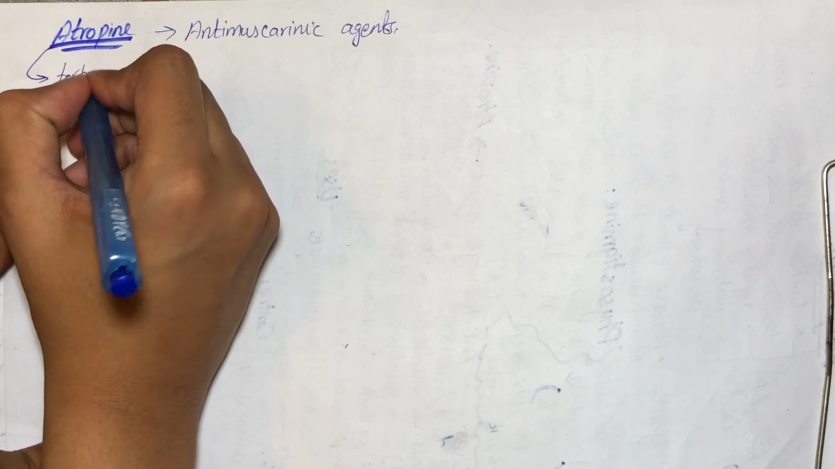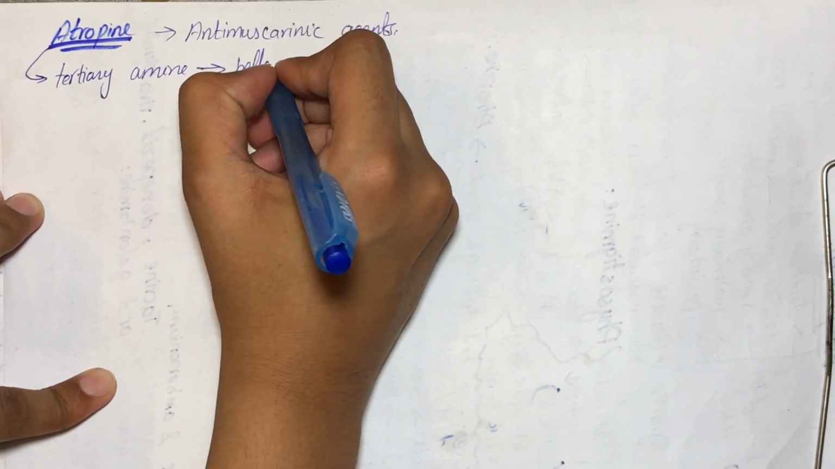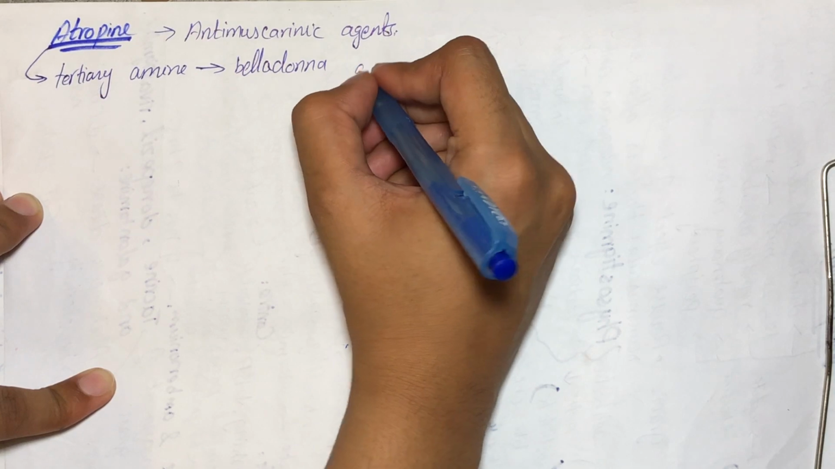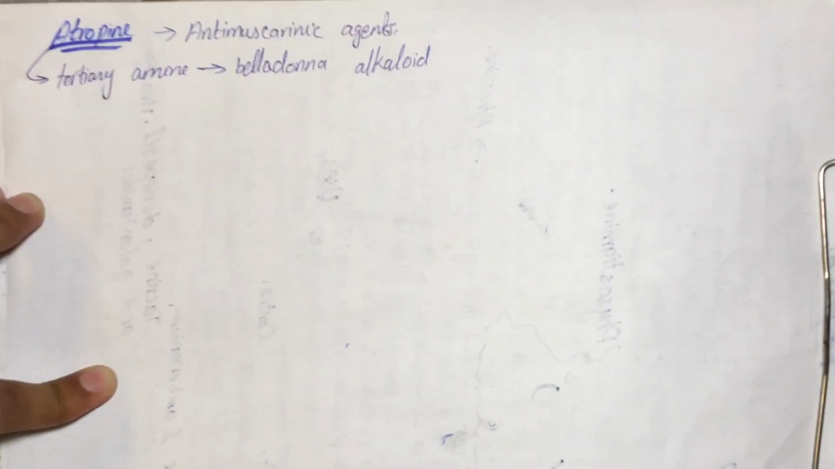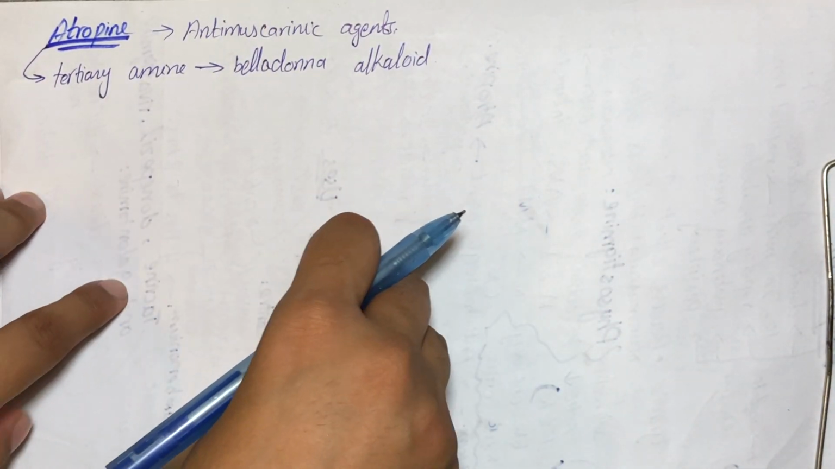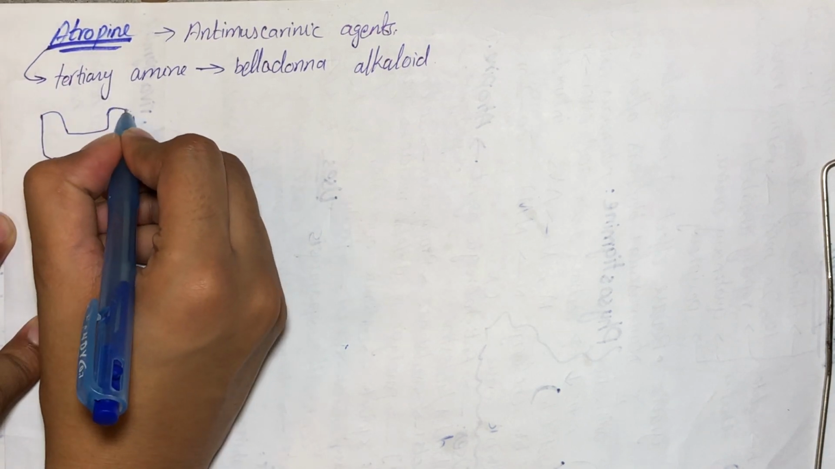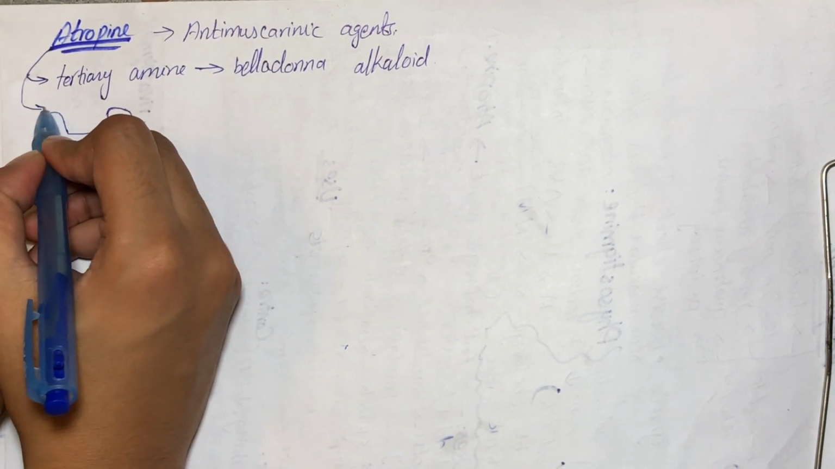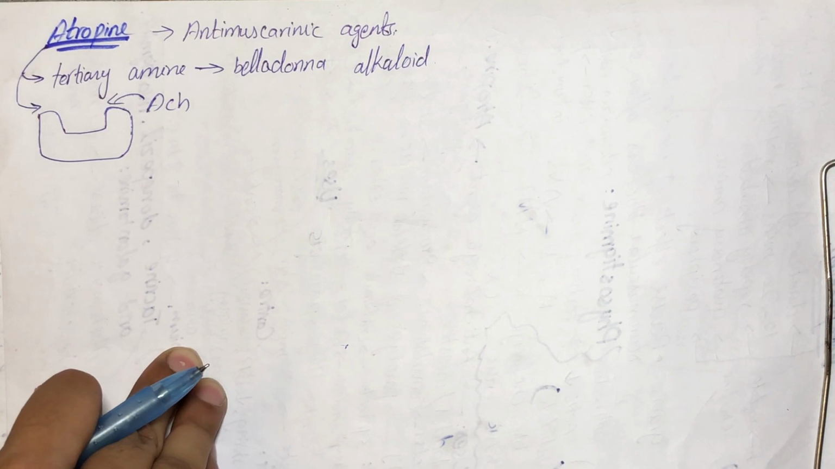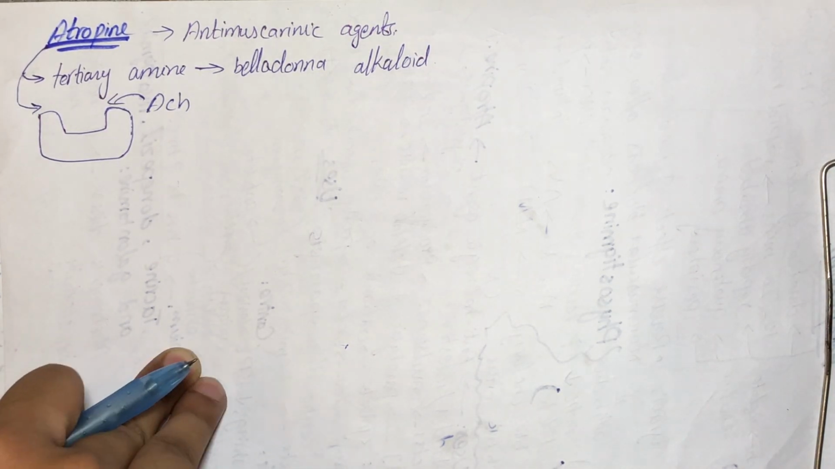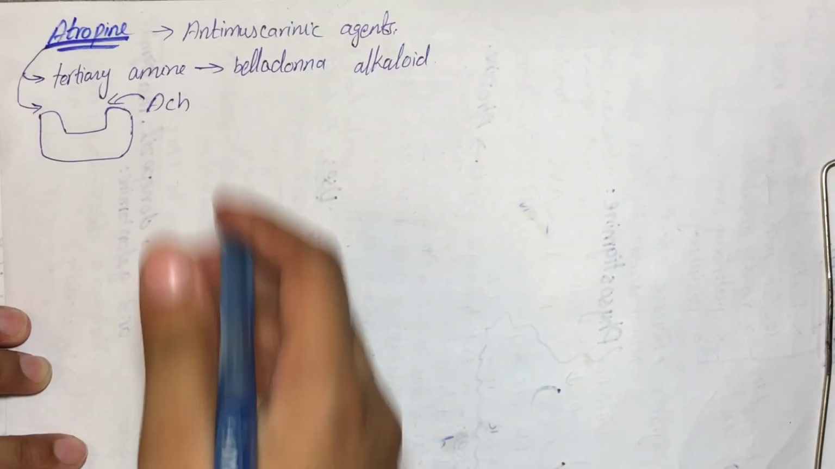Atropine is a tertiary amine and it is extracted from belladonna, which is a plant. So it is a plant alkaloid, a belladonna alkaloid, and this alkaloid has high affinity for muscarinic receptors. So if there is a muscarinic receptor, atropine competes with acetylcholine. In this way they compete with each other and one of them will be bound to the receptor. Atropine acts on both the central nervous system and peripheral nervous system.